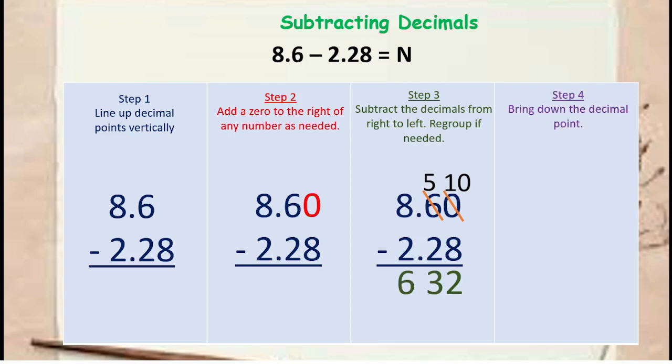The final step will be to bring down the decimal point in your answer. So 6, 3, and 2 will become 6 and 32 hundredths because we need to align the decimal point into the final answer.